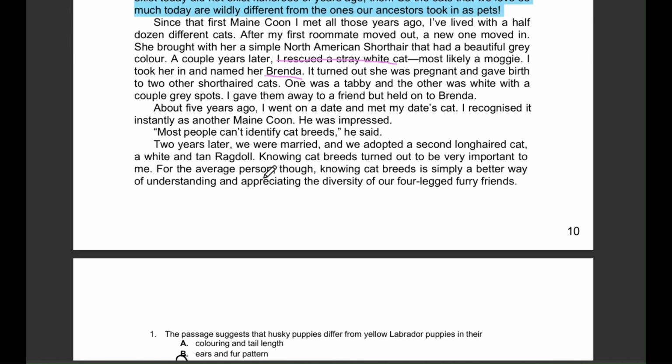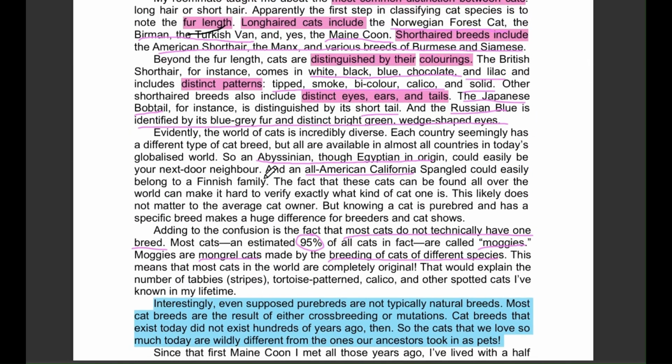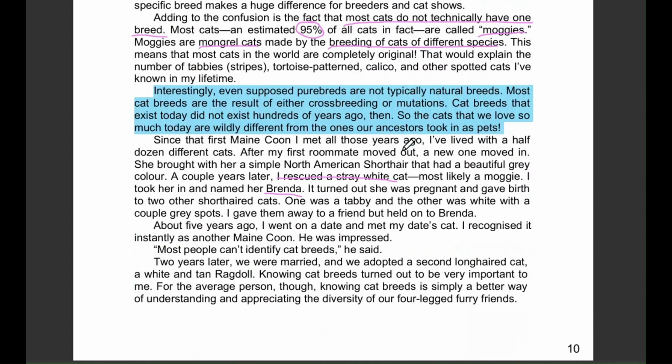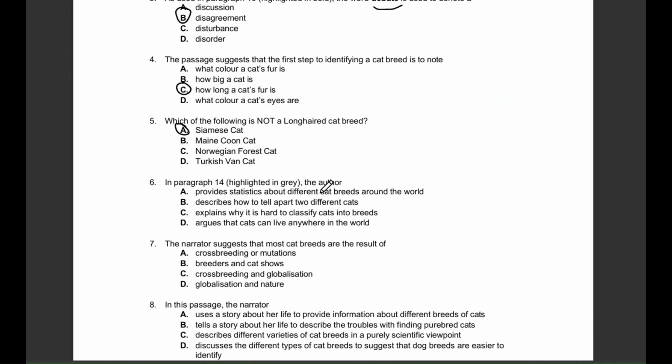While Maine Coons, Norwegian forest cats, and Turkish vans are known for their long fur, Siamese cats have a shorter coat. Next up is question number 6. It asks, in paragraph 14, the author. And the options are A, provides statistics about different cat breeds around the world. B, describes how to tell apart two different cats. C, explains why it is hard to classify cats into breeds. D, argues that cats can live anywhere in the world. The correct answer is C, explains why it is hard to classify cats into breeds.